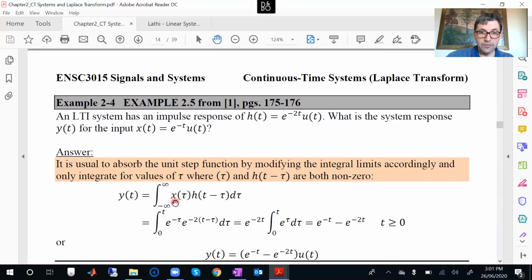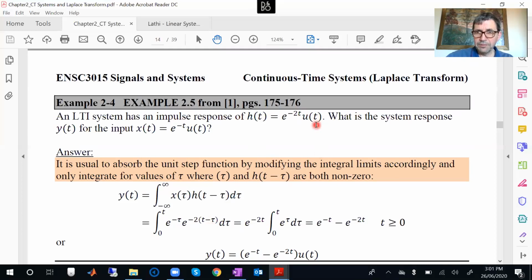Now, x is replaced by this, and that's what we see here. So the t becomes a tau. This gets replaced by that, so this becomes t minus tau. Now you notice something funny has happened here, and it's easy to miss when you go and review this.